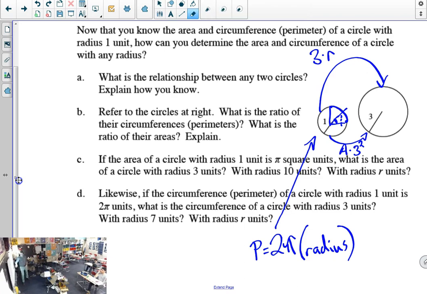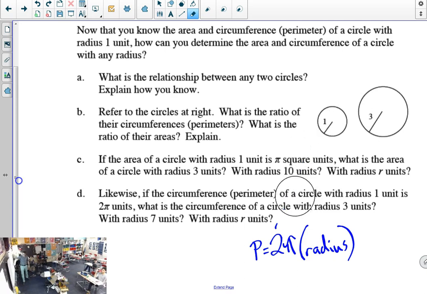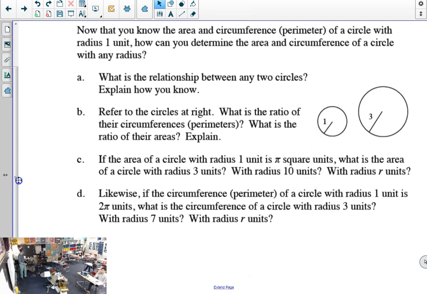Sounds like fun. So, once we change the radius, say we have a radius of 10 units or 100 units or anything else, we work with that value in the base unit circle.